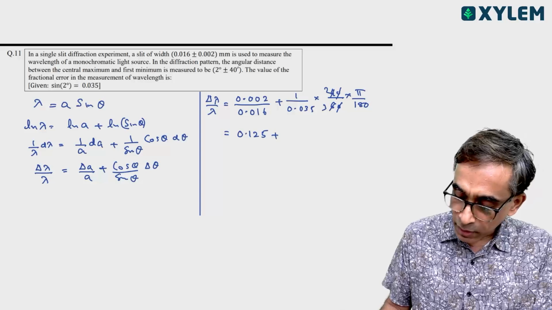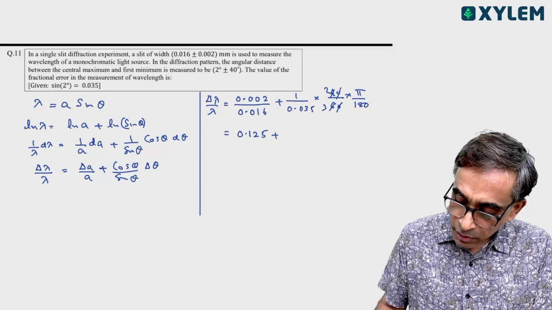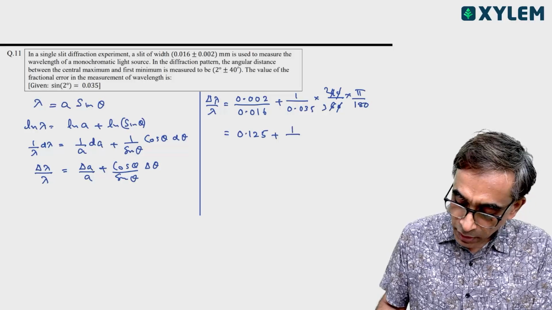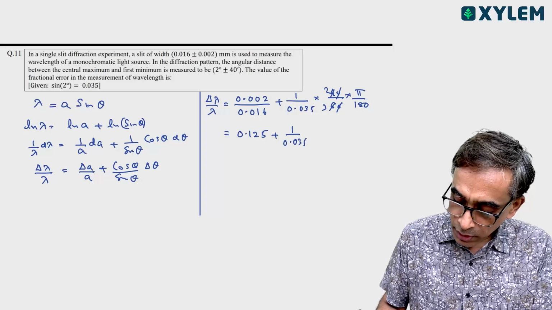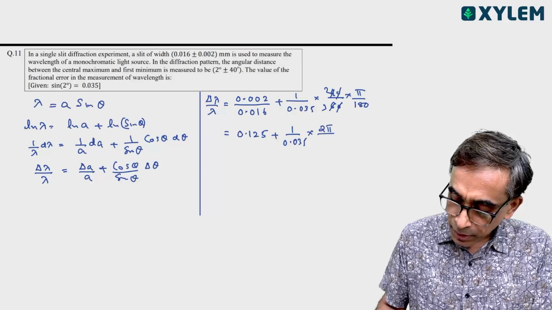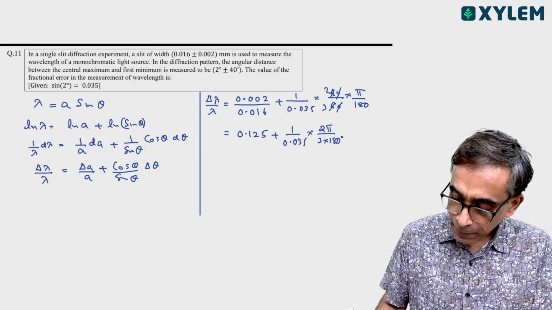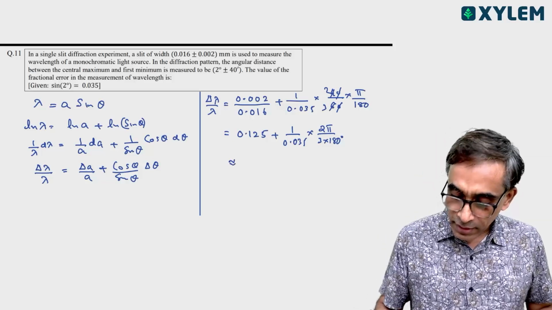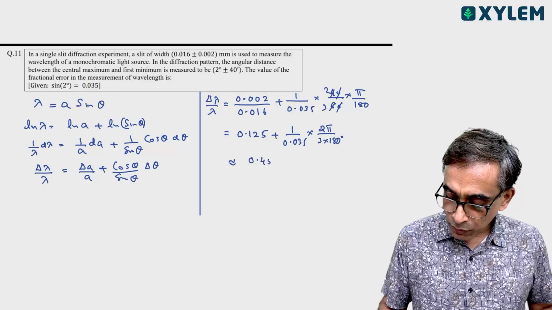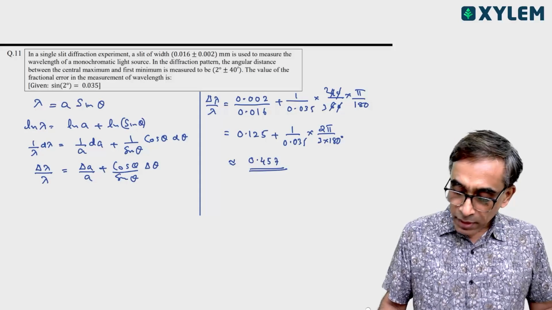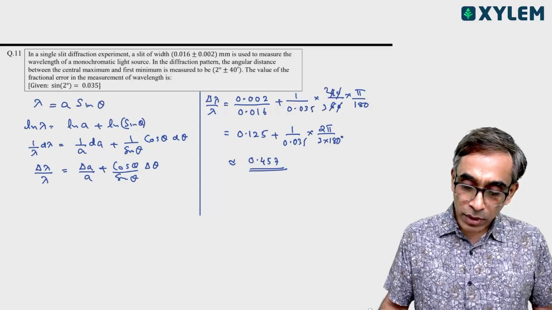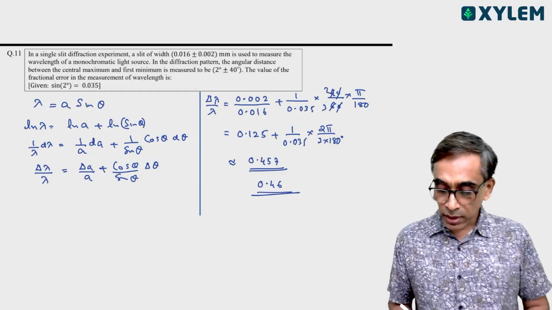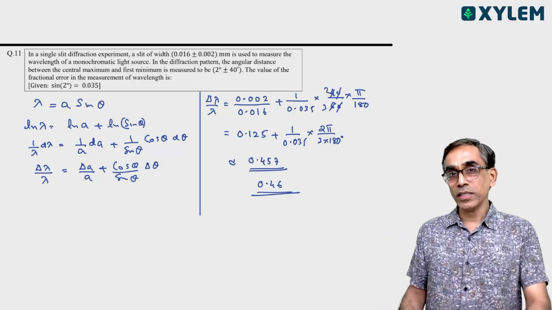A little complicated calculation. 3 goes here one time. 2 by 180. So that is 1 by 0.035 into 2 pi by 3 into 180. It will be a little difficult to calculate, but overall I have calculated this as 0.457. So if you want that in 2 digits, you can write it as 0.46 as the answer. That is the fractional error in wavelength. The last calculation part is a bit complicated.